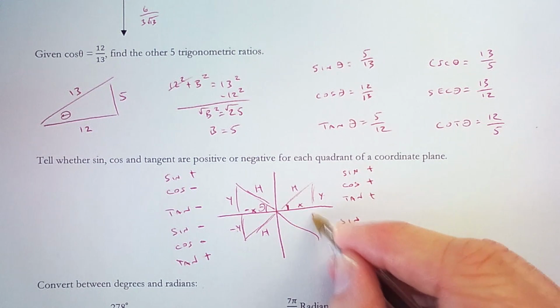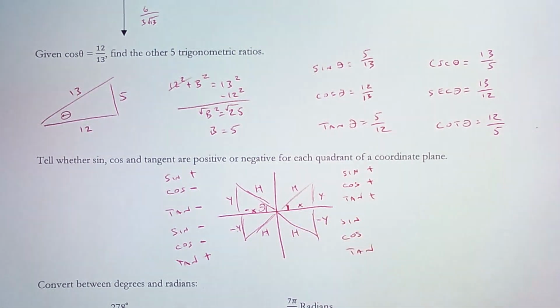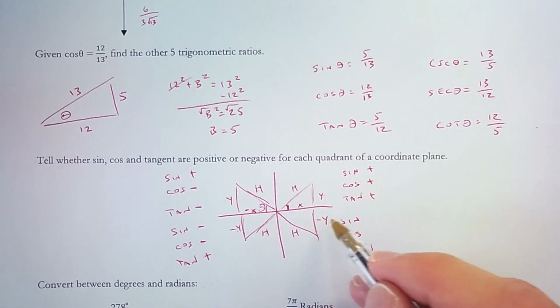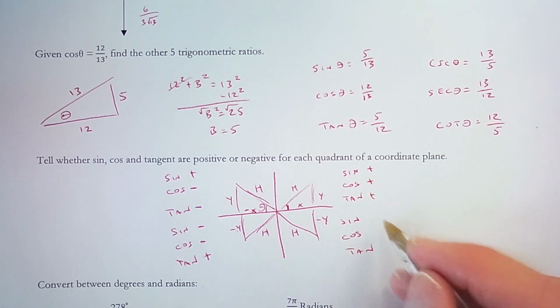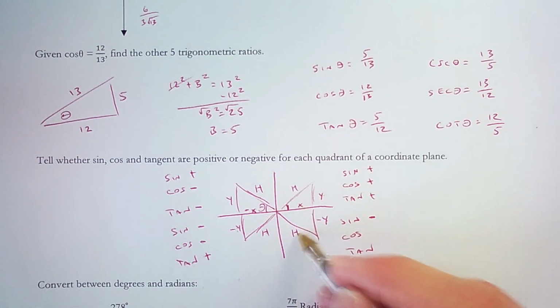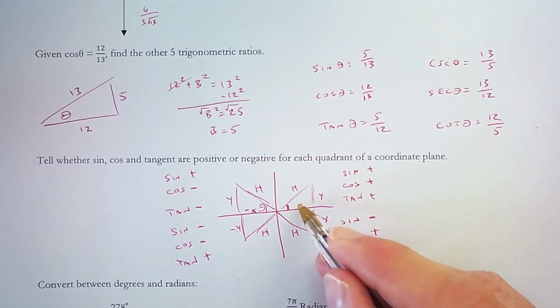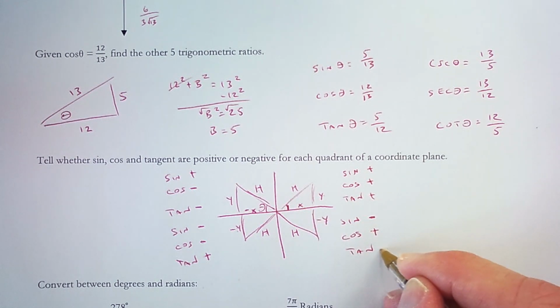And then into the fourth quadrant, I've got a positive x, a negative y, and the hypotenuse is always positive. Sine is negative over positive. That's negative. Cosine is positive over positive, and tangent is negative over positive.